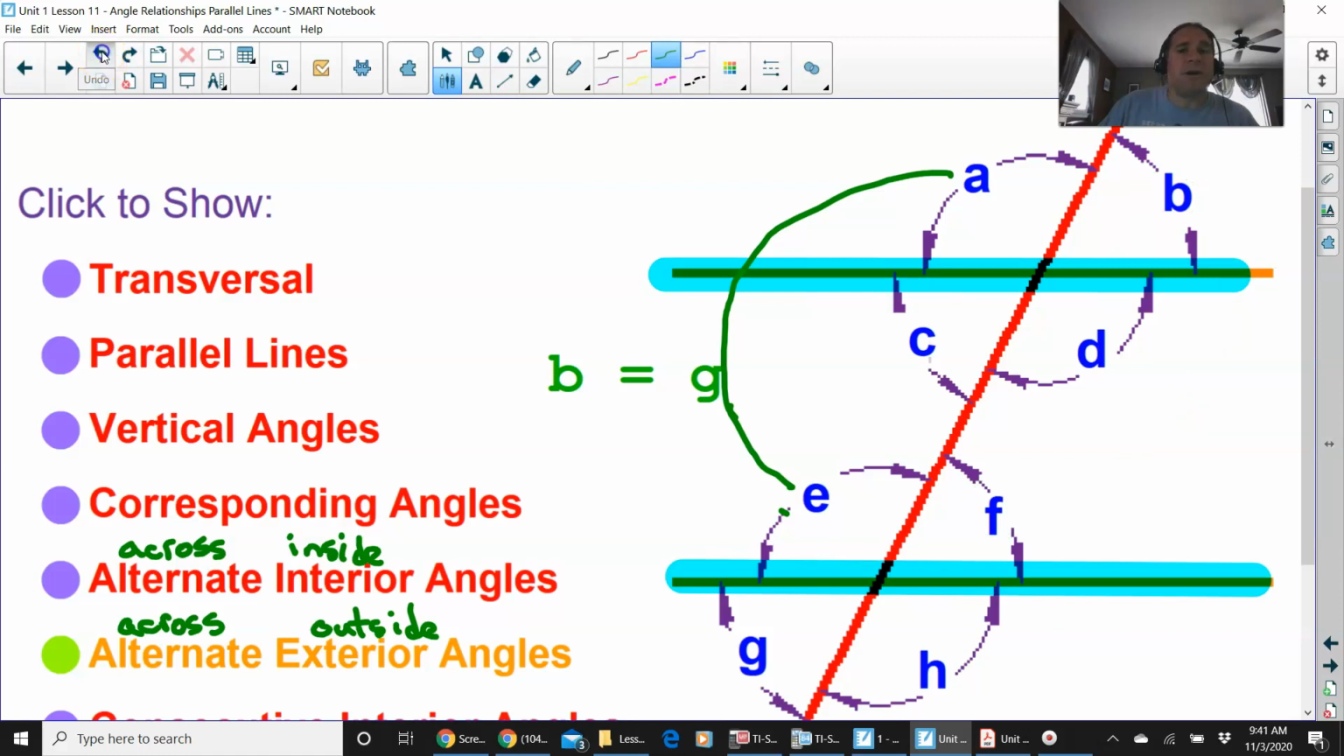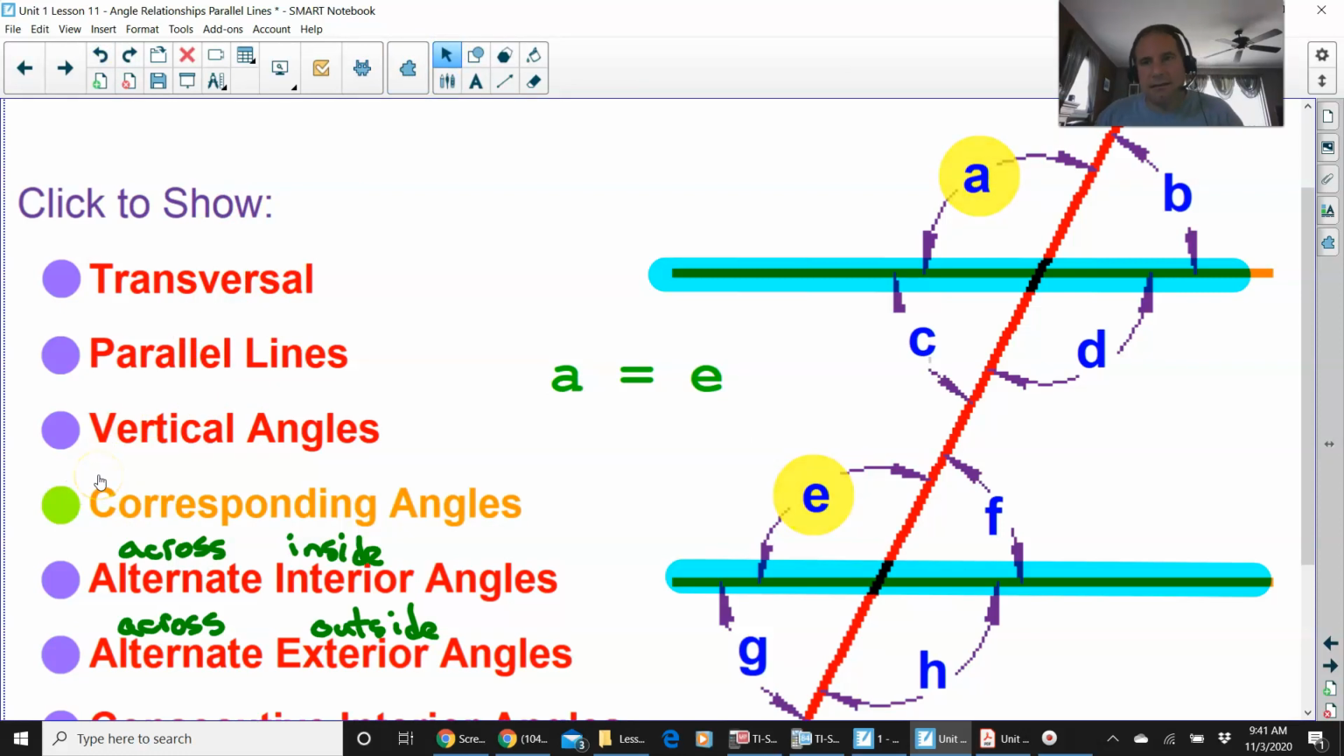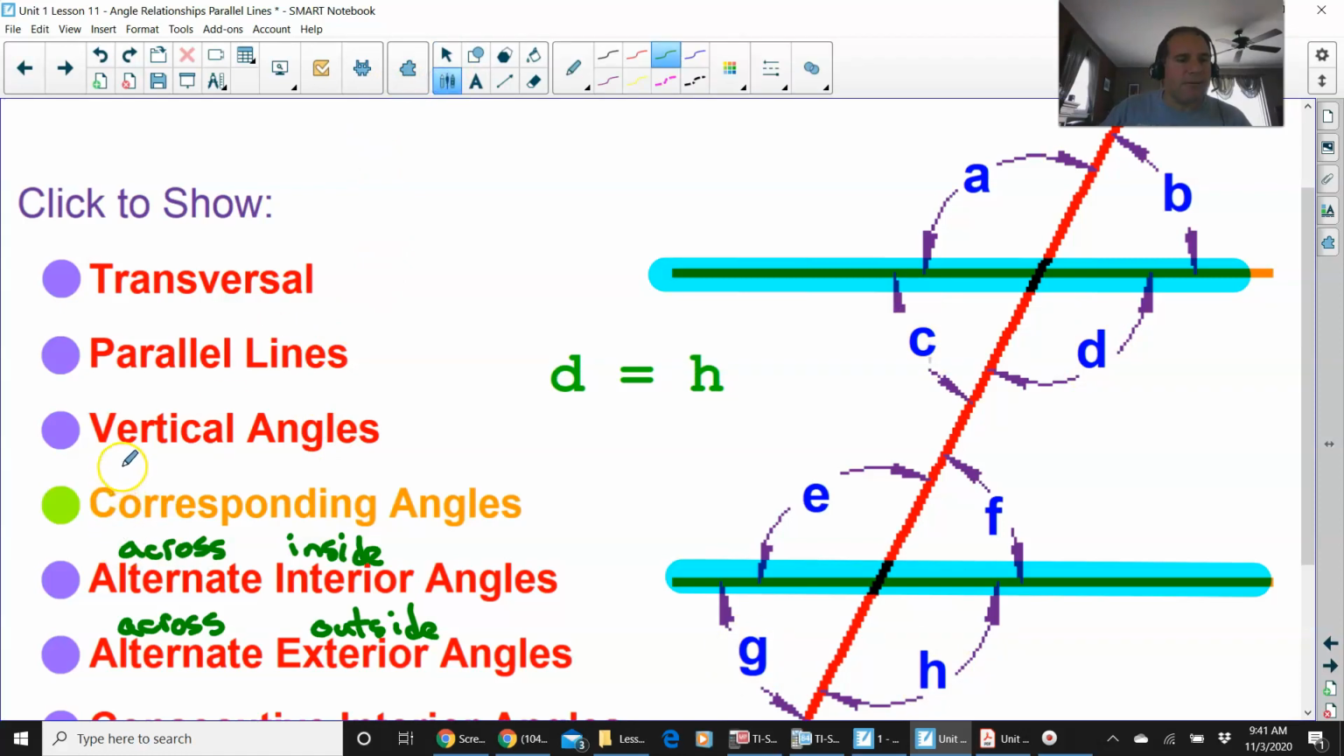So let's go ahead and put this into motion. So let's go. Corresponding, we are going to click it, A and E, B and F, C and G, and D and H, same location. So that's what I'm going to put on the top of corresponding, same location.